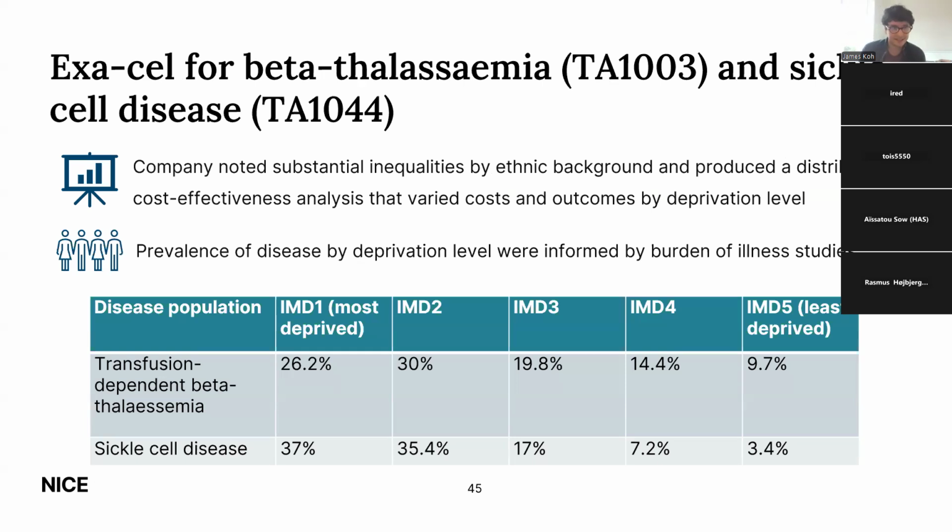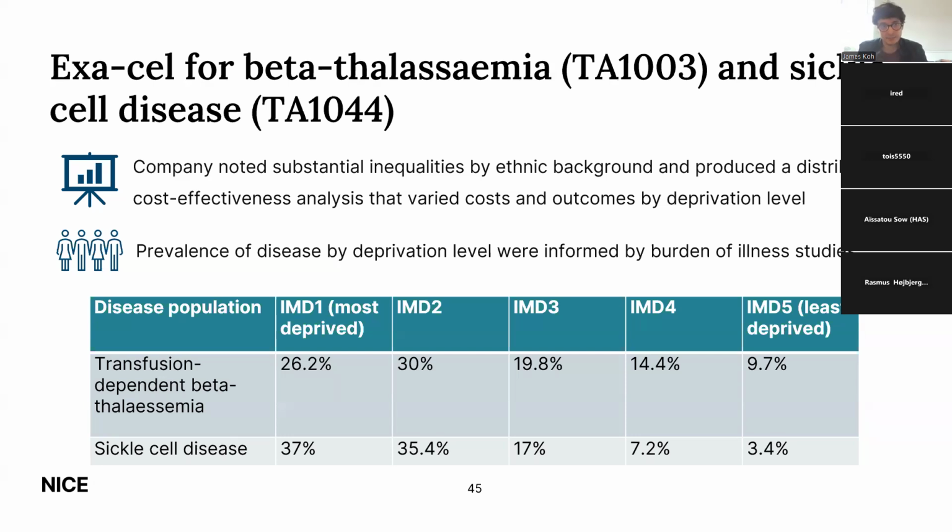Okay, I've got 15 minutes, so I think I can go through these examples quickly. This is a couple of examples of where health inequalities were considered to be relevant by committees, and this was for a pair of appraisals conducted for a single drug. It's called Exocel for short. It's a very long, complicated name, but for two conditions, beta thalassemia and sickle cell disease.